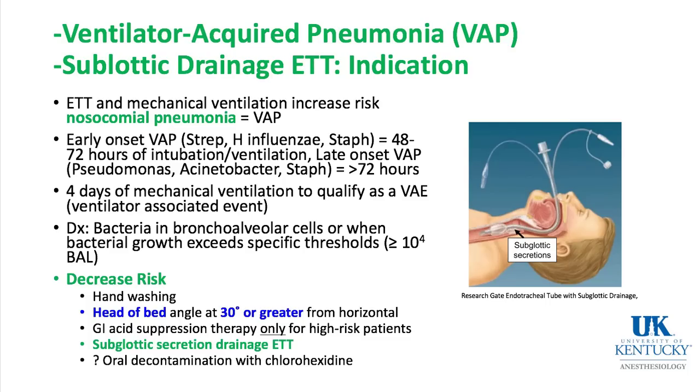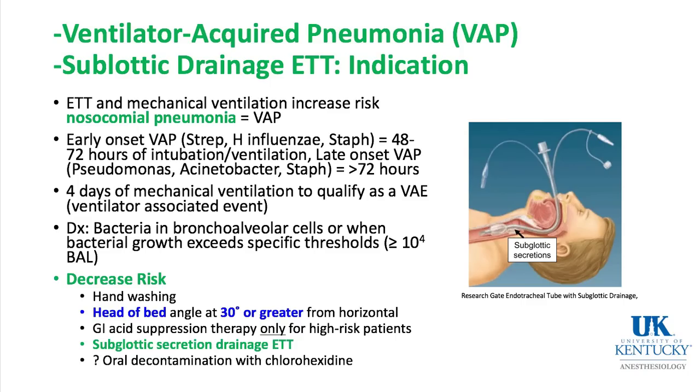The early onset of ventilator-associated pneumonia usually is bugs like strep, influenza, and staph, and it occurs like 48 to 72 hours after intubation and ventilation. Late onset VAP is worse bugs in general, like Pseudomonas, and that occurs more than 3 days after intubation and start of mechanical ventilation.